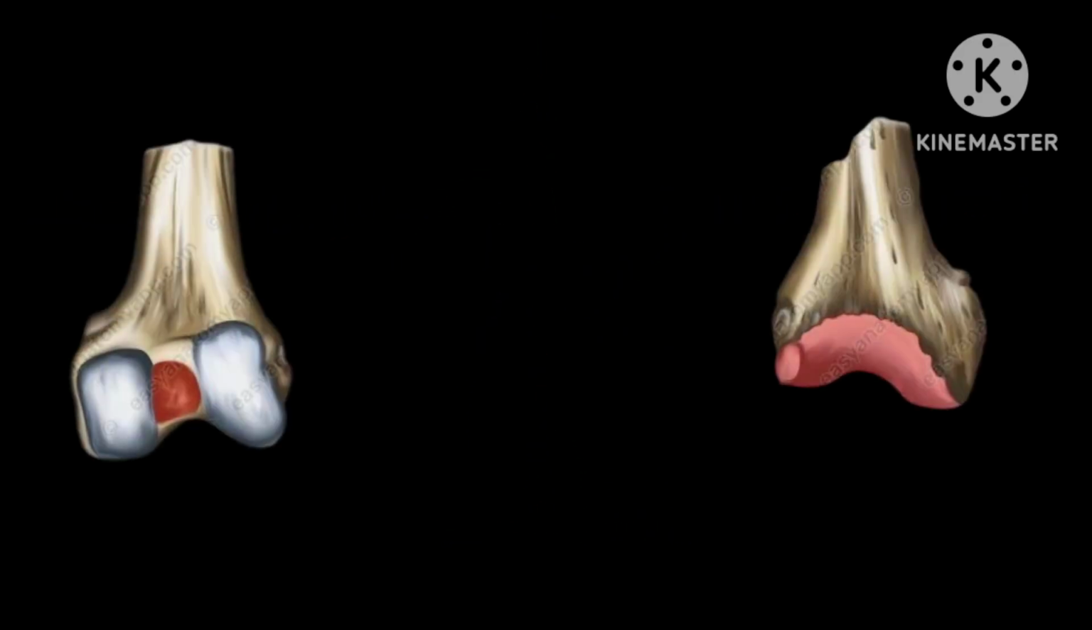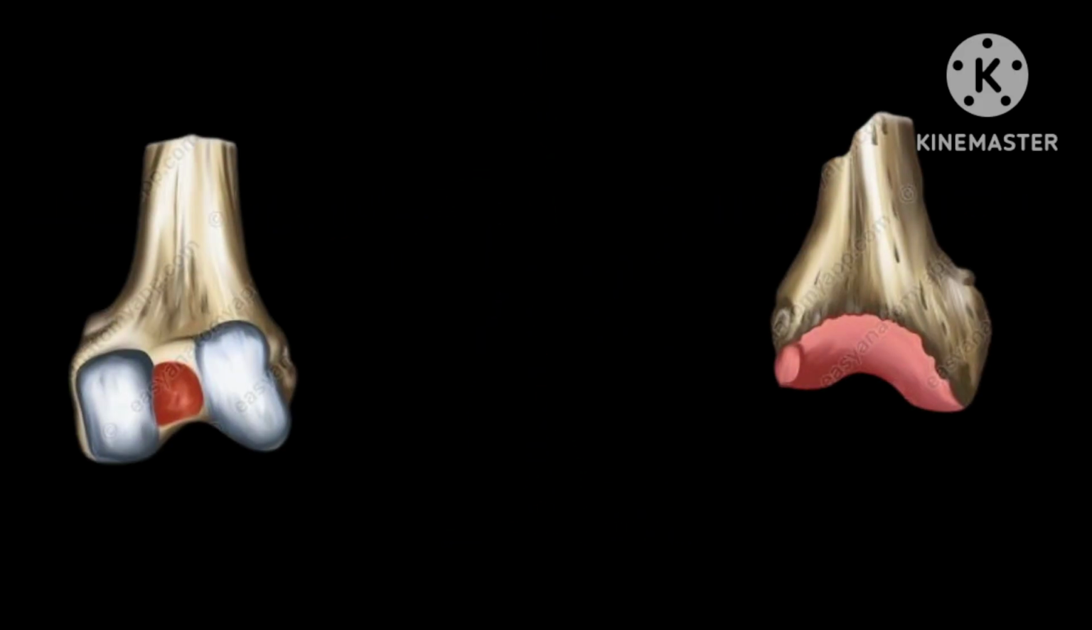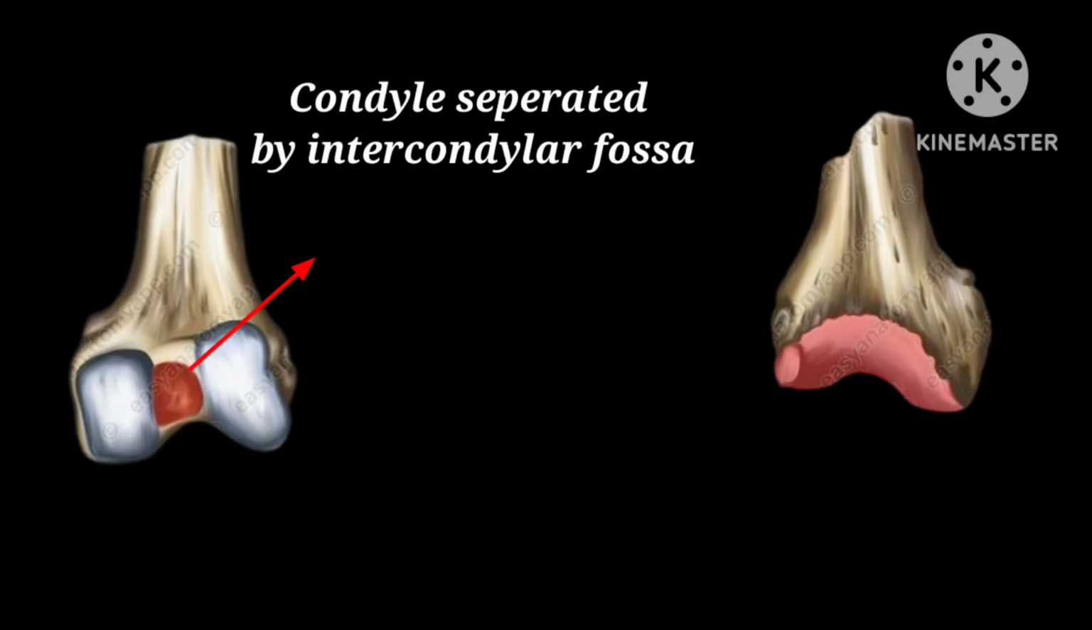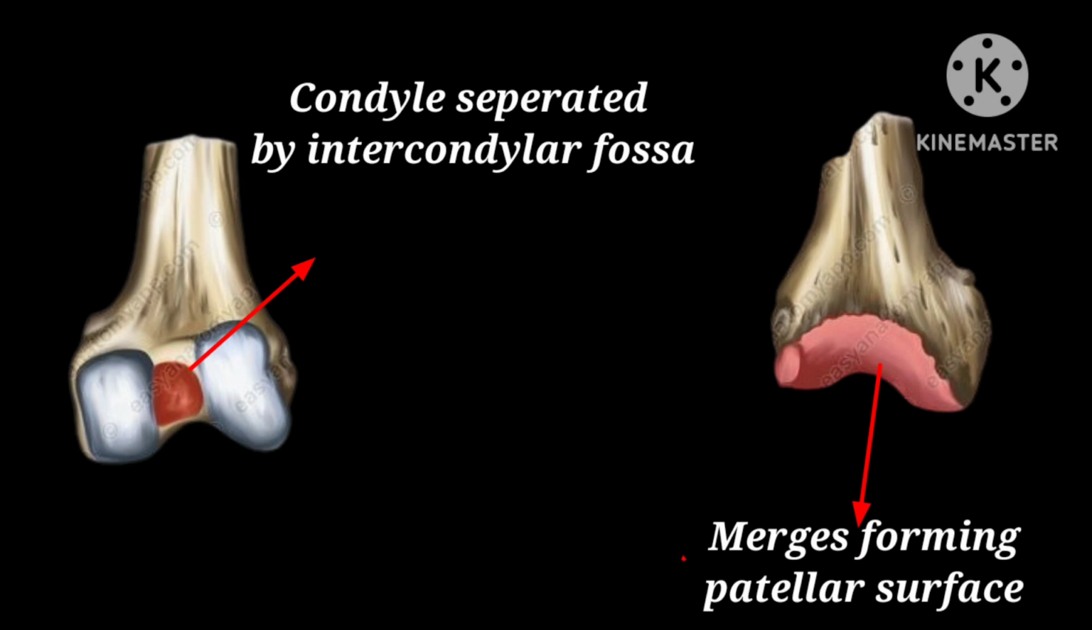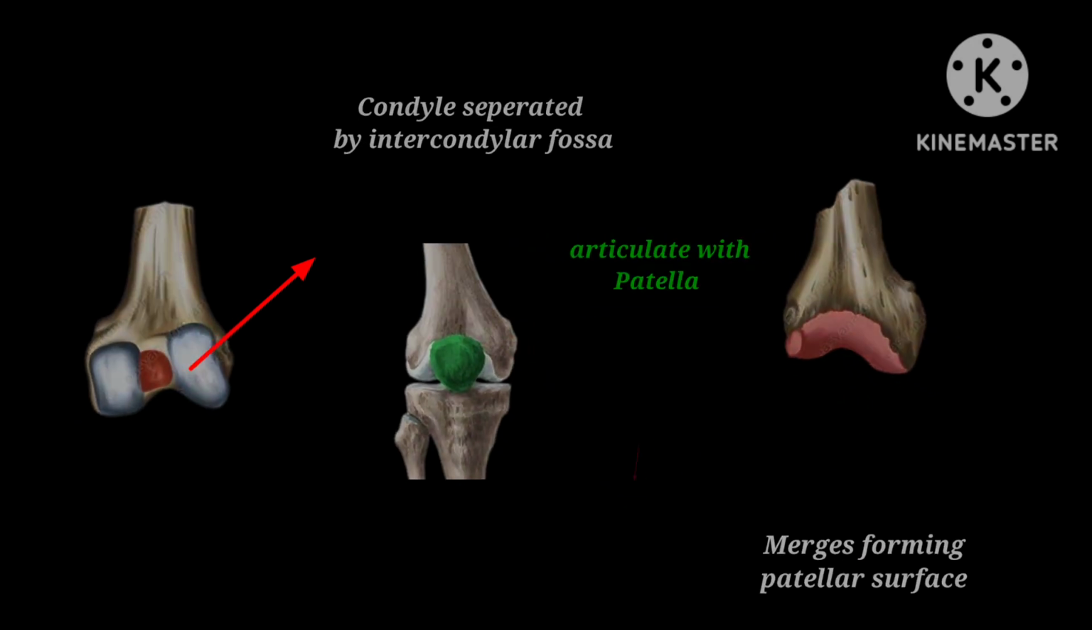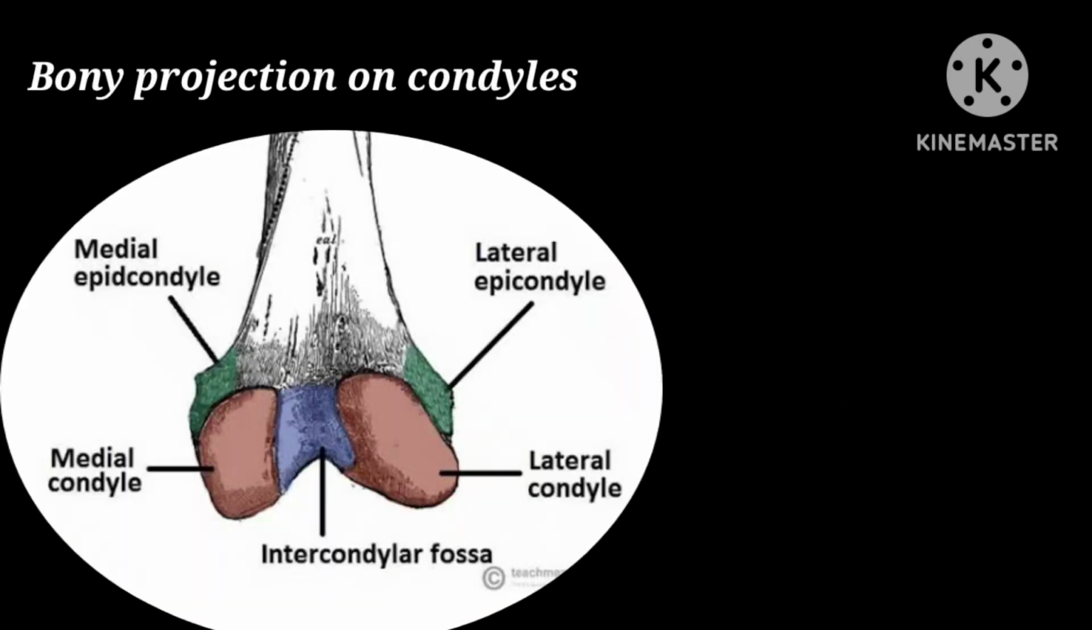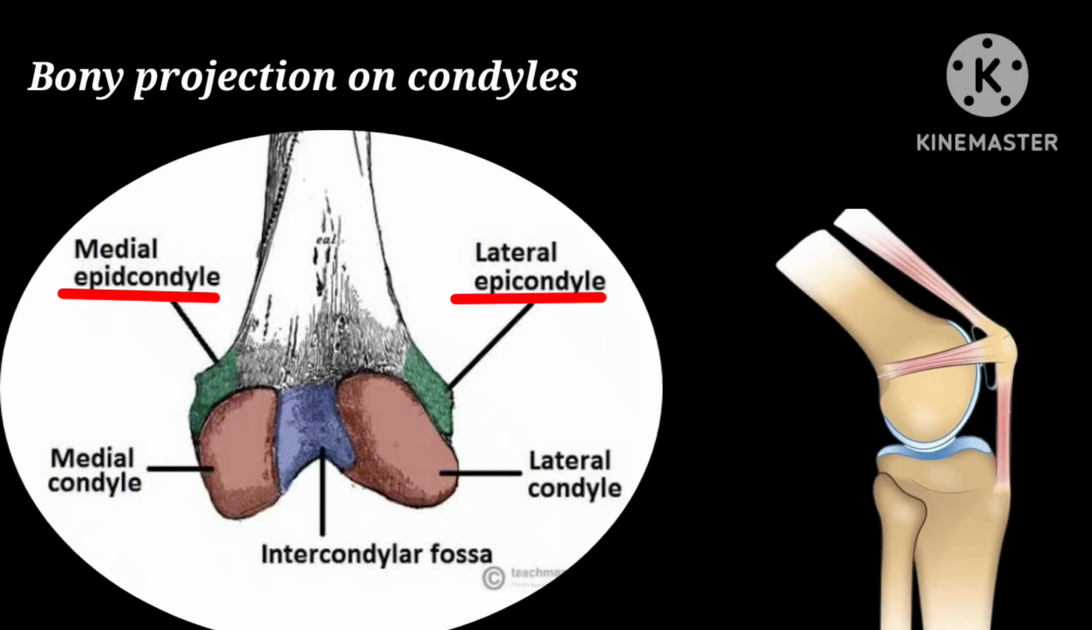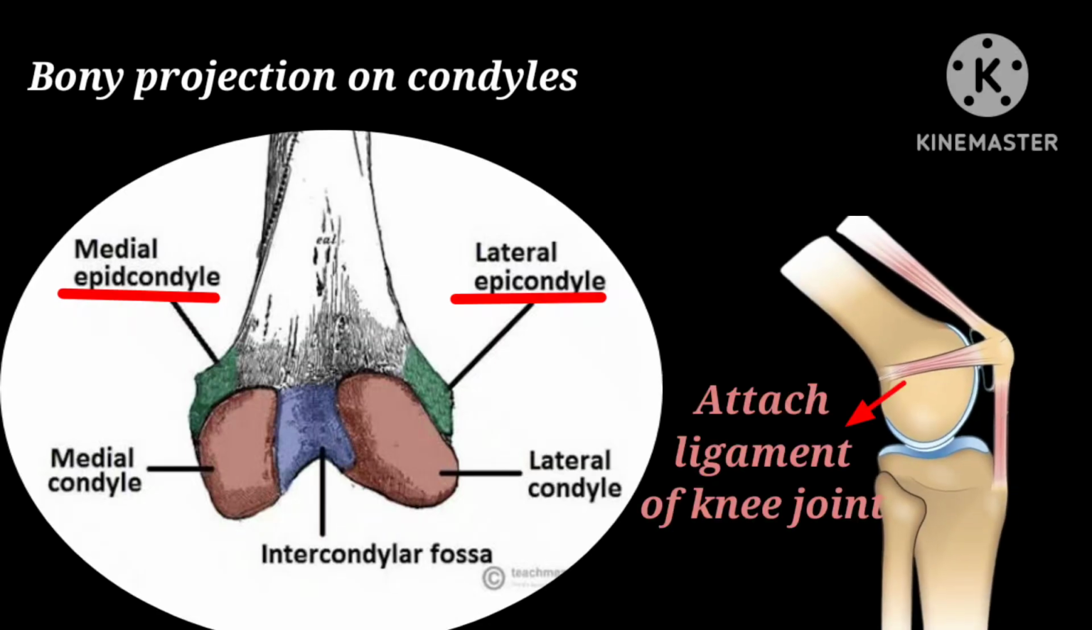The condyles are separated posteriorly by an intercondylar fossa but merge anteriorly, forming a shallow depression called the patellar surface, which articulates with the patella. The bony projections on the condyles are called the lateral and medial epicondyles. These epicondyles provide attachment for the ligaments of the knee joint.